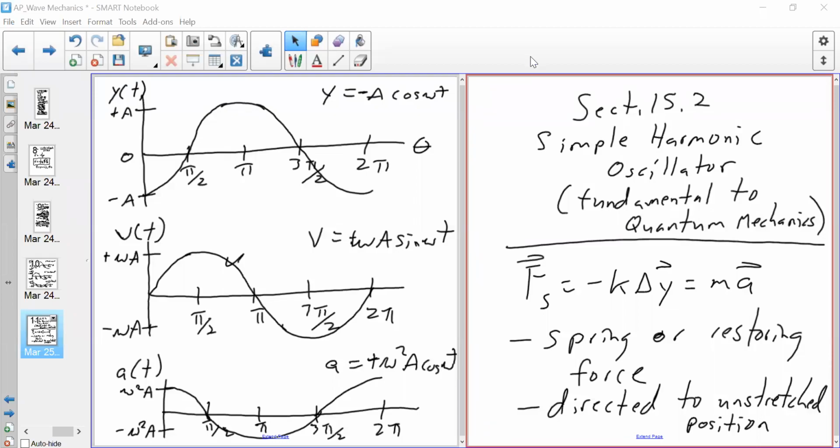And we're talking about the simple harmonic oscillator. And this is fundamental to quantum mechanics. So, dissection of a simple harmonic oscillator between two boundaries is key to understanding the different wave and energy states of an electron or any subatomic particle.